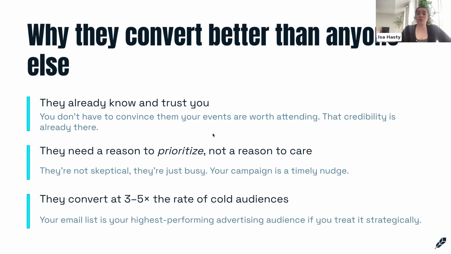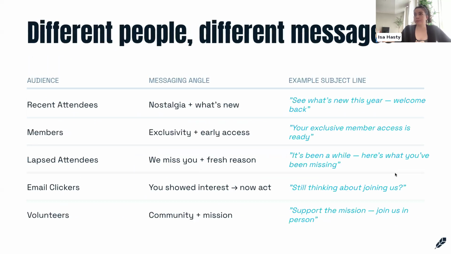So this is where you need to lead with reasons they should come, benefits for members versus non-members, early bird stuff, drive some urgency around the specific benefits that they will get by prioritizing your event. And then warmer audiences simply convert at higher rates than cold audiences. And so your email list is going to be your highest performing advertising audience if you treat it strategically and if you run ads to your email audience in ways that are specific to that audience rather than just the same ad to everybody that you want to attend your event.